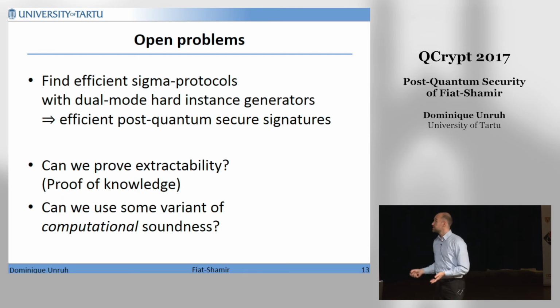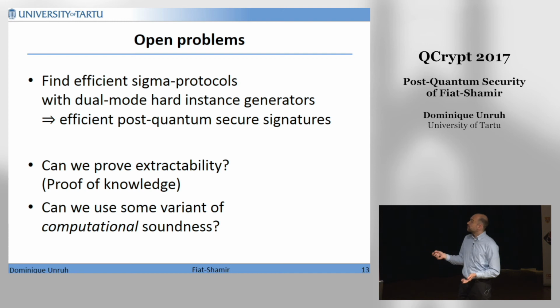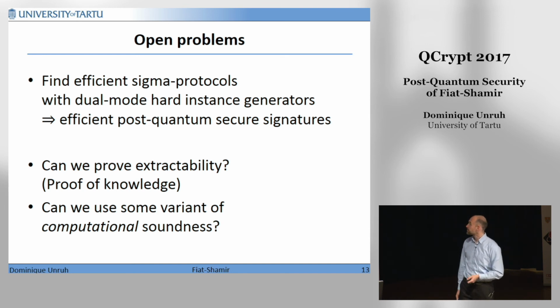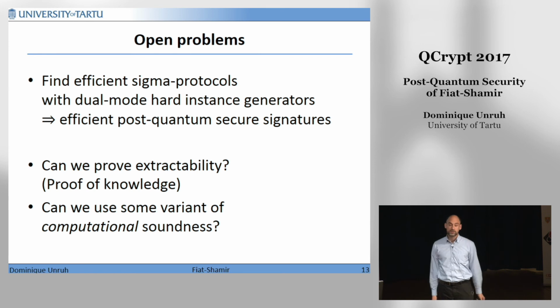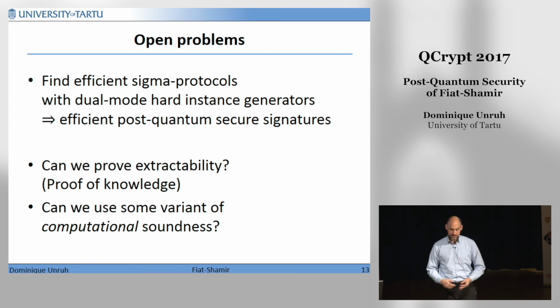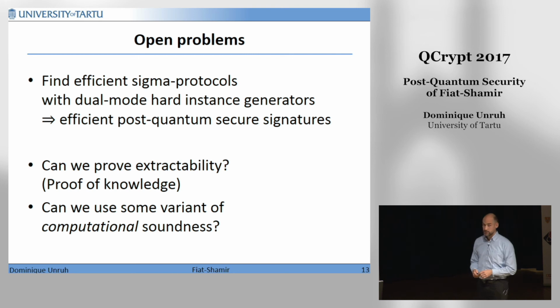Interesting open problems. Well, find good instantiations for sigma protocols with dual mode hard instance generators. I mean, something that satisfies all of these to get efficient post-quantum secure signatures. I know instantiations, but I don't know competitive ones. So that's an interesting question where I would love answers.